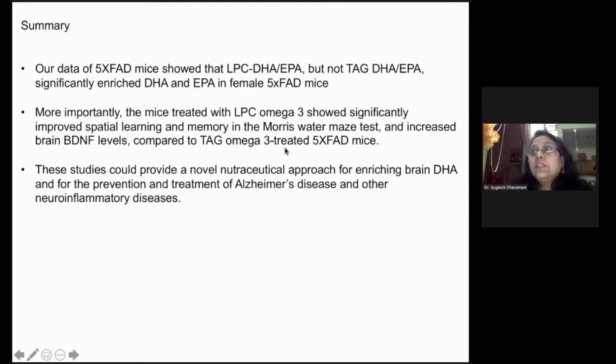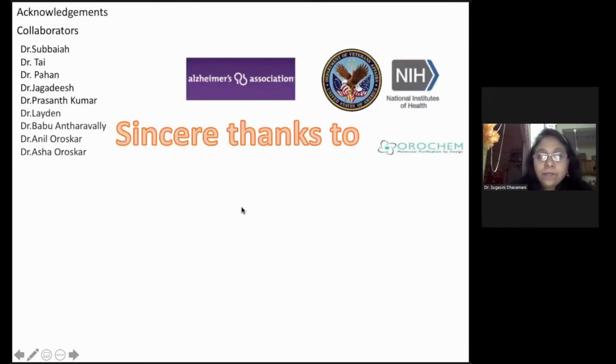Although these results need to be confirmed in humans, the present observations could lead to a novel nutraceutical approach for the prevention and treatment of neurological diseases such as Alzheimer's, Parkinson's, and other neurological disorders, which are known to be benefited by DHA enrichment of the brain.